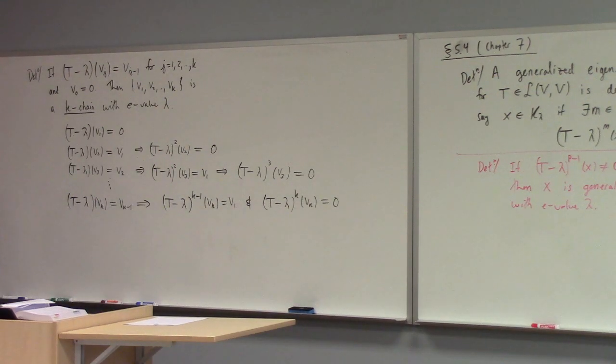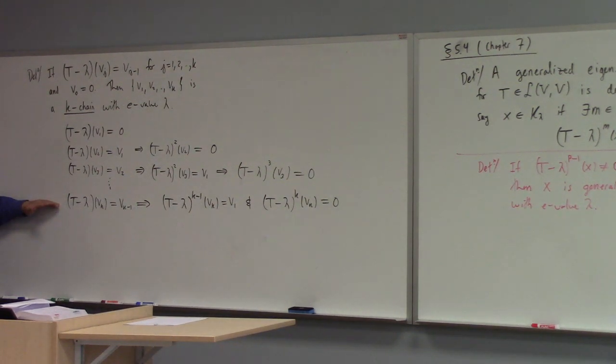This means that v1 is an eigenvector, v2 is a generalized eigenvector of order 2, v3 is a generalized eigenvector of order 3, vk is a generalized eigenvector of order k. And I can arrange these basically into a T-cyclic basis. I can use that T-cyclic idea if I wanted to. I'm not sure I want to here.